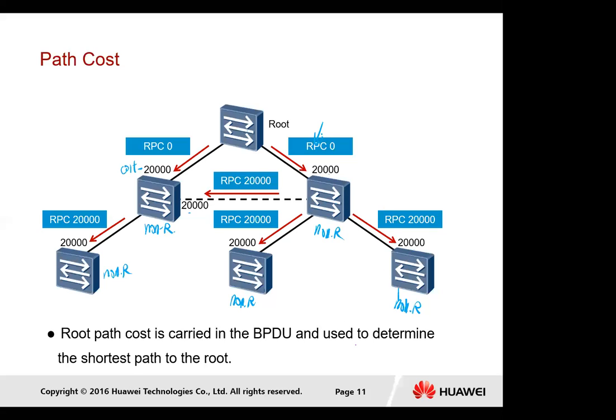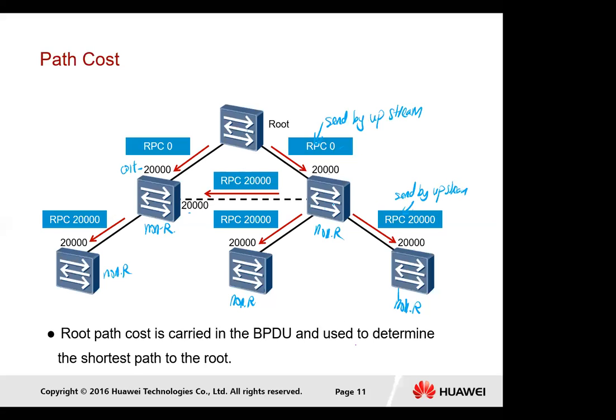The RPC is sent by upstream. The root will send the RPC to tell the non-root bridge: for the root, going back to the root, my root path cost is 0. Then this RPC is also sent by upstream.